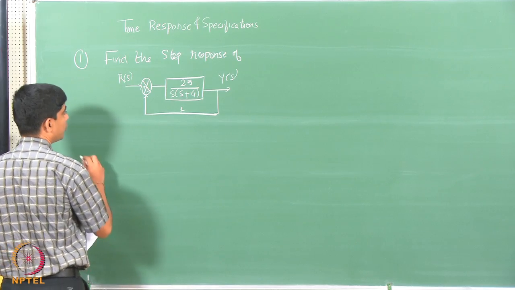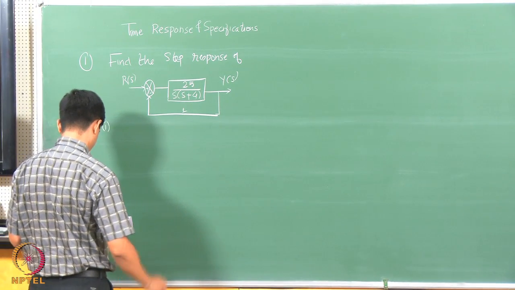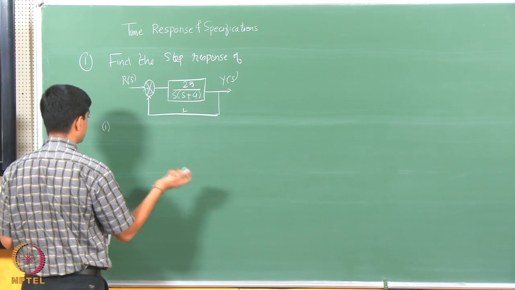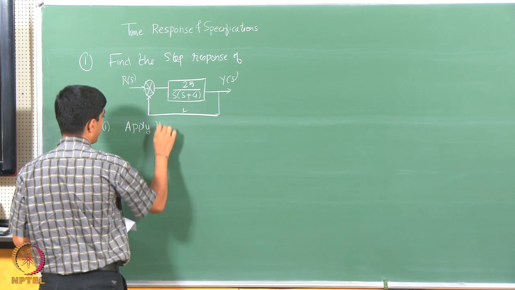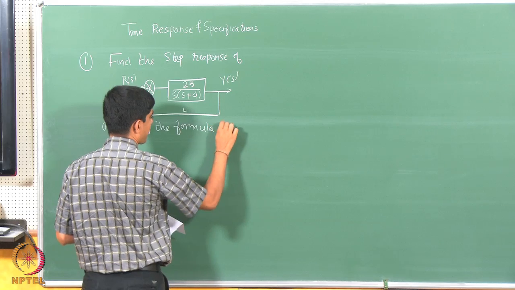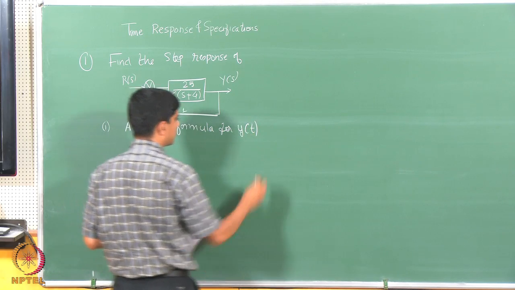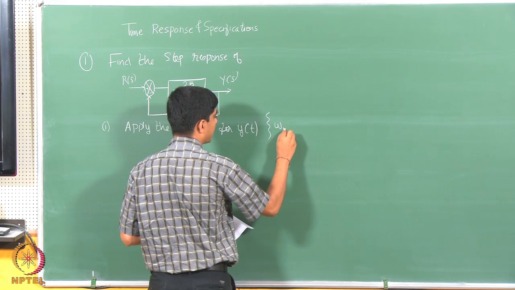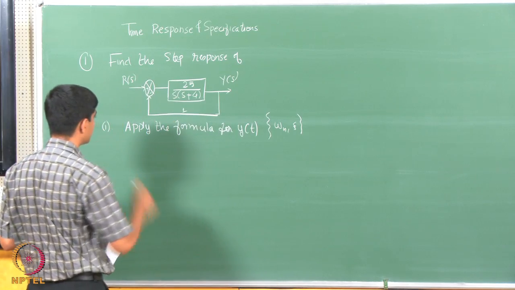So there could be two ways to do this, right? One is by applying the formula for y of t. And if you remember, this essentially was based on omega n and zeta. Okay. So, first let us see how the closed loop looks like.